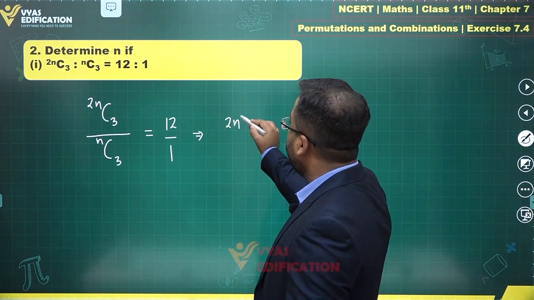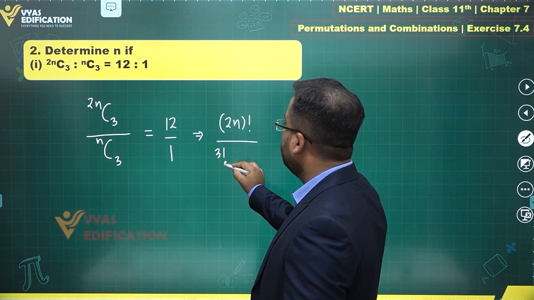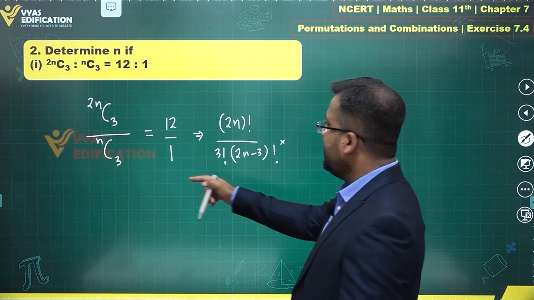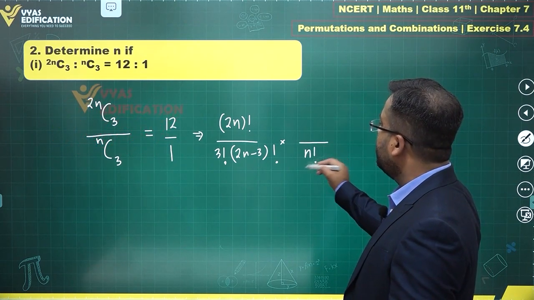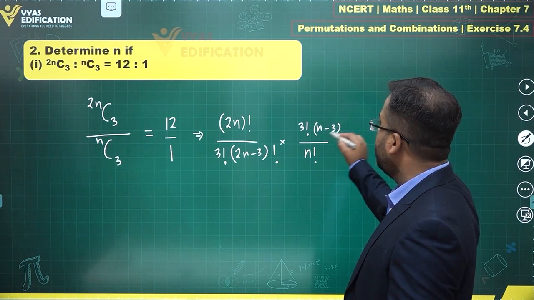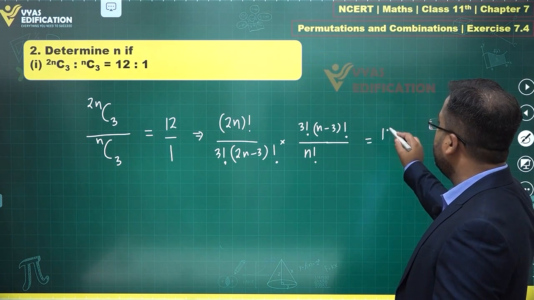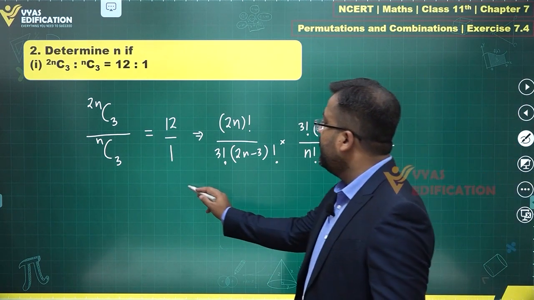This is equal to (2n)! over 3! (2n minus 3)!, and the denominator has nC3, which will be n! over 3! (n minus 3)!. Is that okay? Yes. And this ratio is equal to 12/1. Now let's see where that takes us.